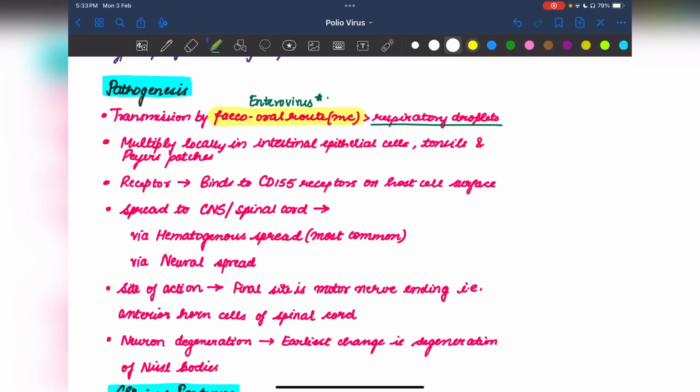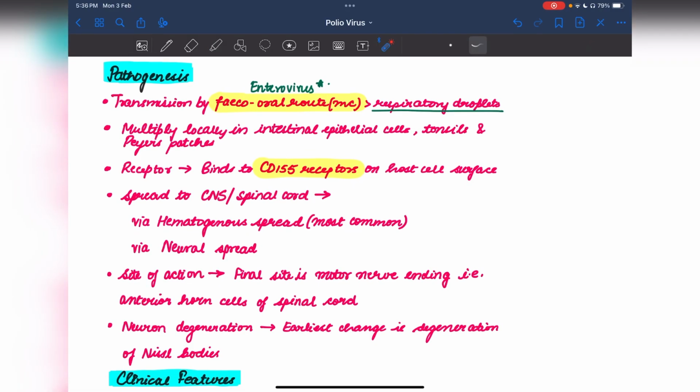Which receptor does it bind to on the host cell surface? It is the CD155 receptor. It binds to the CD155 receptor on the host cell surface. Now next, coming to the spread to the CNS or spinal cord, it transmits via fecal-oral route or respiratory droplet. Now how will it spread to CNS or spinal cord? It will be via hematogenous spread, meaning via vessels, which is most common. Or via neural spread. It can directly spread along the olfactory nerve or any nerve. So that's how it can spread to CNS or spinal cord.